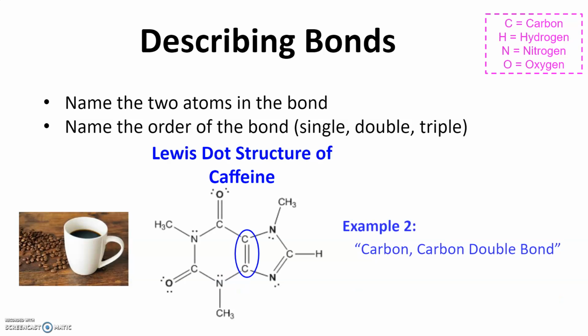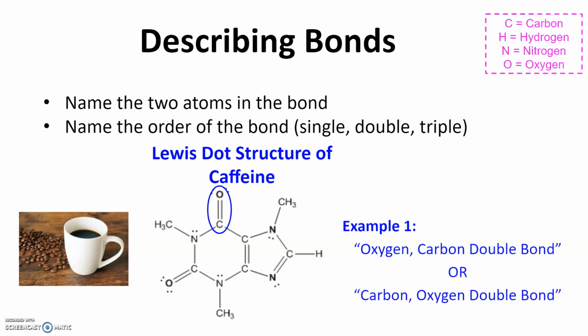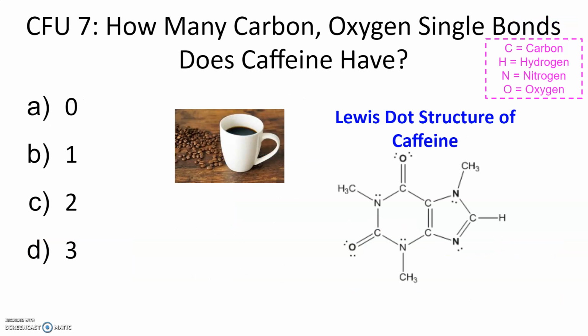Here we have another example, a carbon-carbon double bond. Here we have another example, an oxygen-carbon double bond, or carbon-oxygen double bond. All right, so this CFU does count. How many carbon-oxygen single bonds does caffeine have? Pause the video now, and when you press play again, the answer will be revealed.